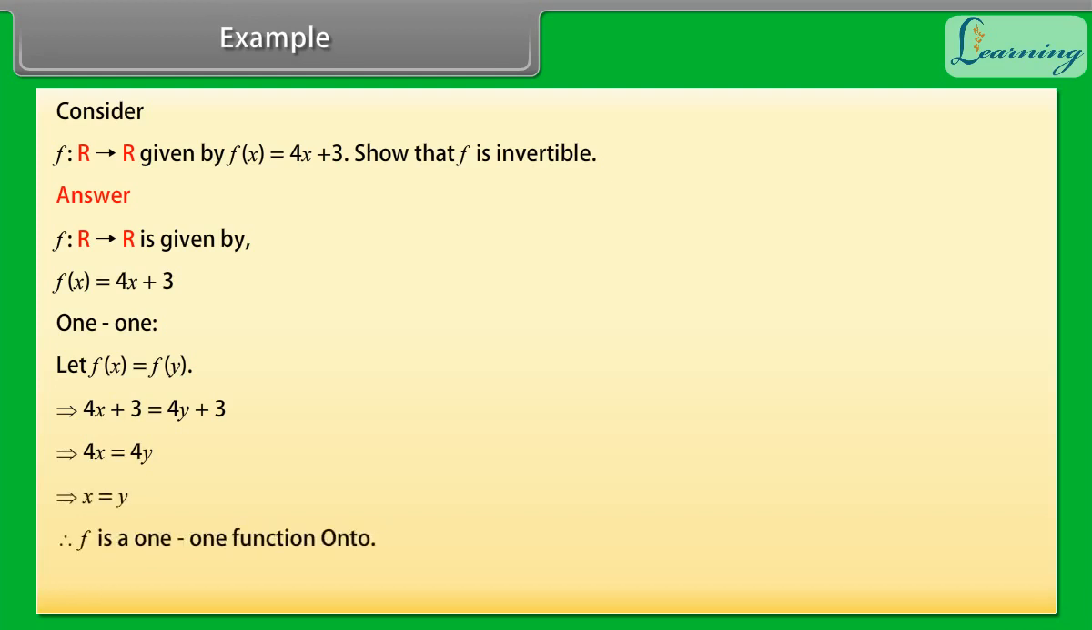Therefore, f is a 1-1 function. Onto. For y belongs to R, let y is equal to 4x plus 3. It implies that x is equal to y minus 3 upon 4, which belongs to R.